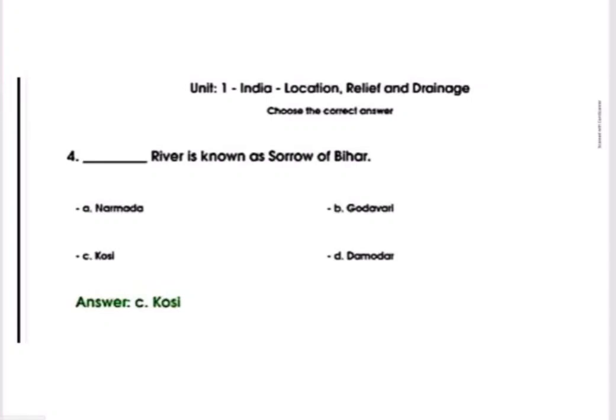The next one: the dash river is known as the sorrow of Bihar. Kosi river. Yes, Kosi river is known as the sorrow of Bihar.